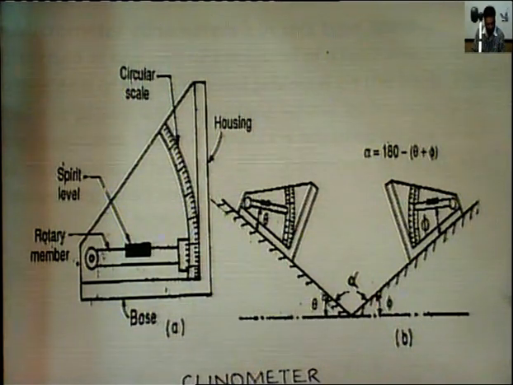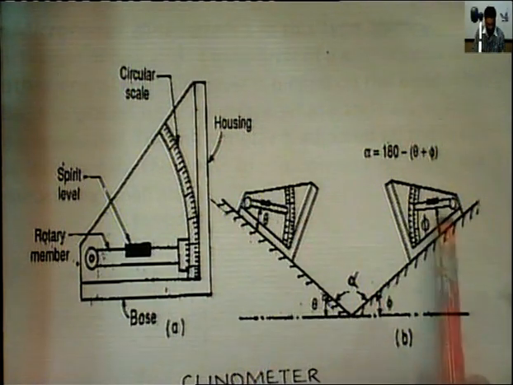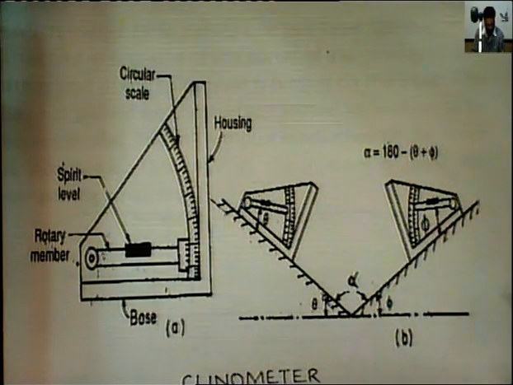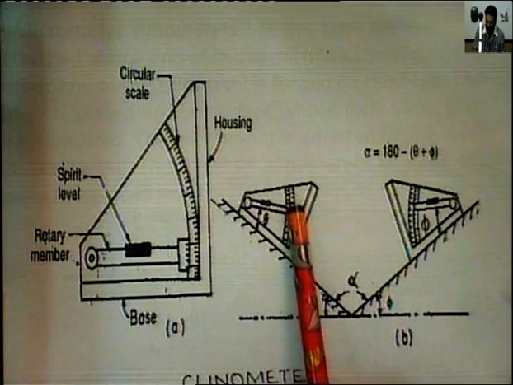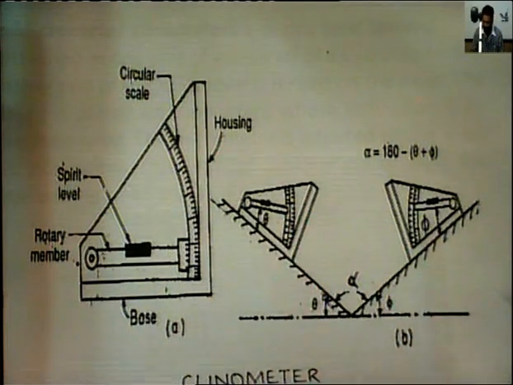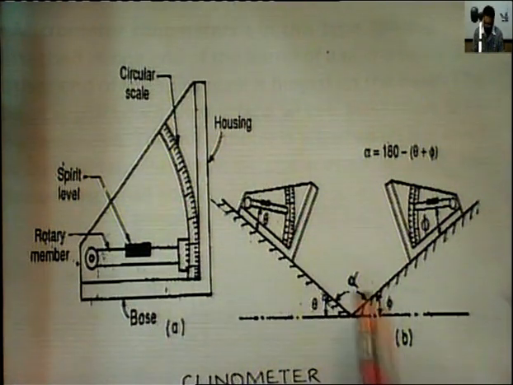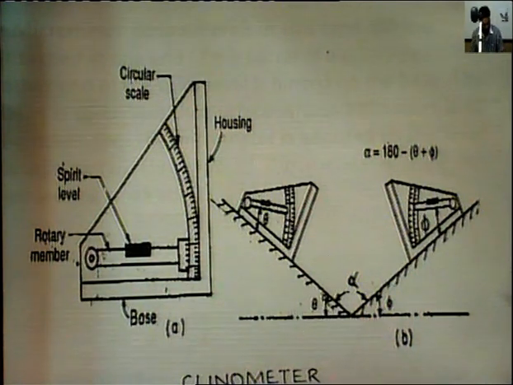The instrument is then placed on the other surface in this way, and the reading is taken in a similar manner. If theta and phi are the readings of the instrument, so if this is the theta reading when this scale points to the zero reading, and here the reading of angle is phi when the rotary member is adjusted till the zero reading of the bubble, then the included angle between the surfaces should be alpha equals 180 minus theta minus phi.